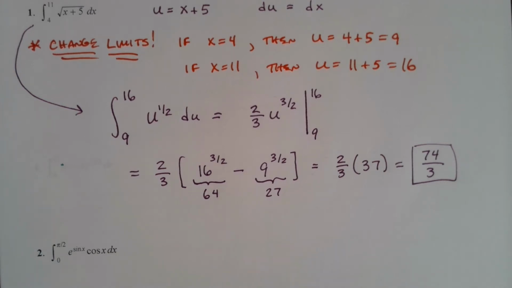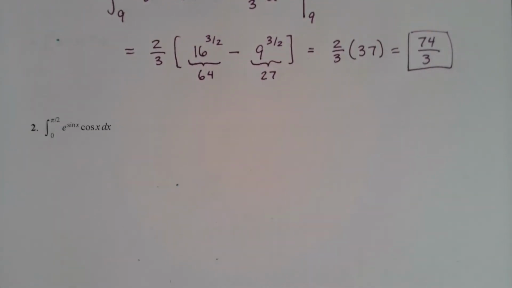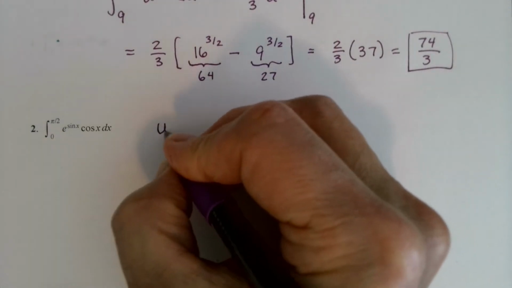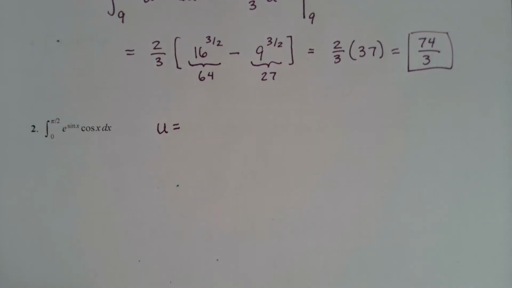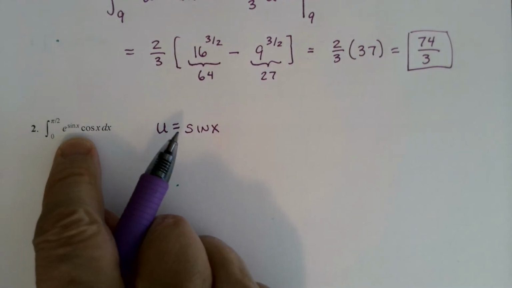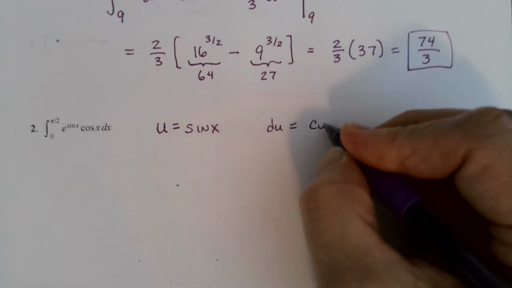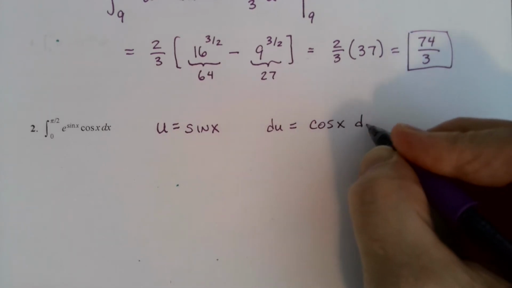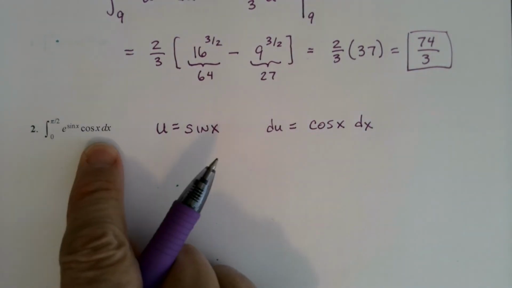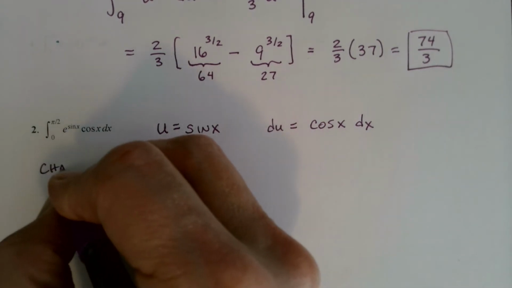So you've got to change the limits. Let's try another one here. What am I going to choose for my u this time? I hope you're saying sine of x. It's inside the e to the u function. The derivative of sine of x is indeed cosine of x. So du is cosine of x dx, and there's our du. But again, we have to change the limits.